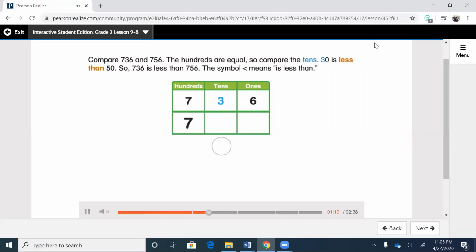Okay, we're going to compare two more numbers. All right, so we see the hundreds are the same. So the next thing you do is go to the tens. Which one is bigger, 3 or 5? Right, 5 is bigger. So I'm going to play it and they're going to show you with the symbol. So 756 is greater than 736.